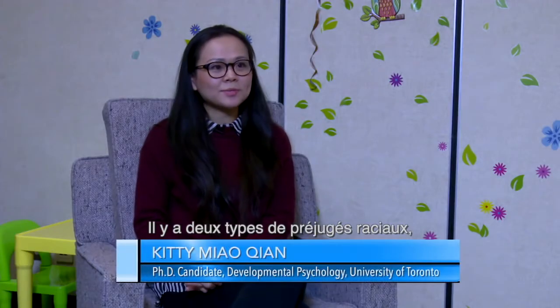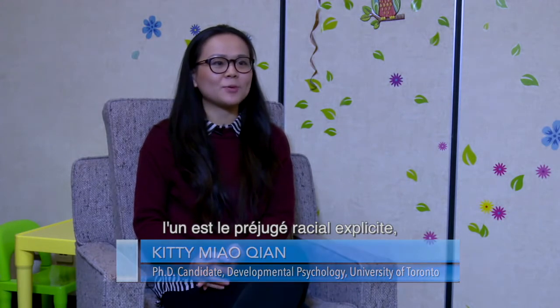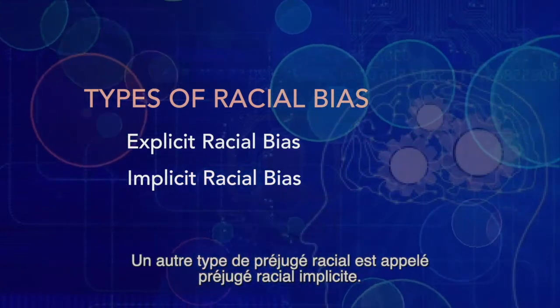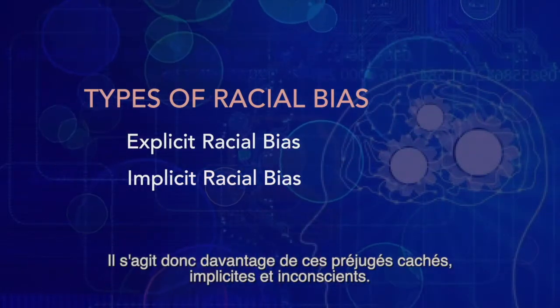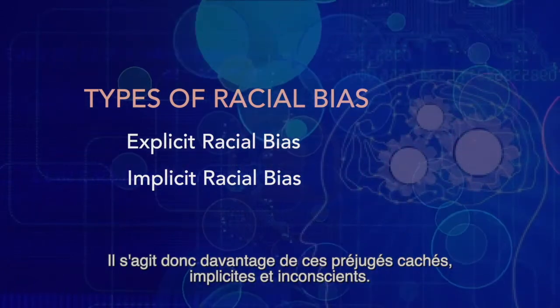There are two types of racial bias. One is explicit racial bias. That's based on people's opinion and people's attitude. Another type of racial bias is called implicit racial bias. So it's more of those hidden, implicit, and unconscious bias.